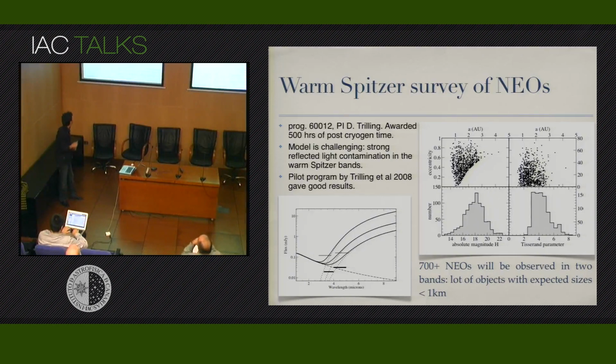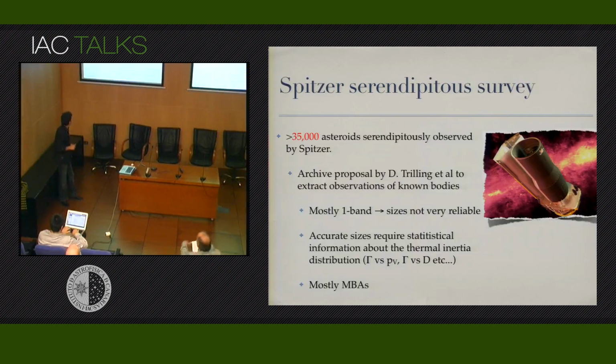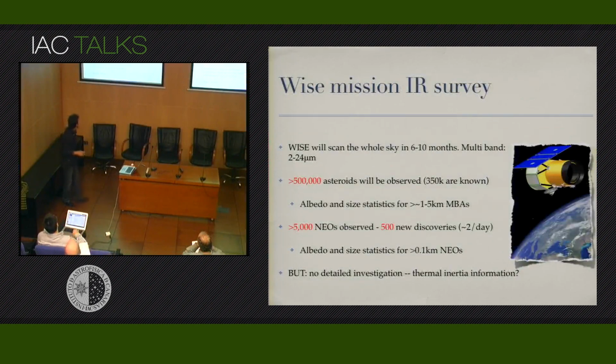So in the case of main belt asteroids, there is another serendipitous Spitzer survey that will take about 35,000 asteroids. And the WISE mission, I think, is going to observe all asteroids that can be done with CanariCam. Okay, that's enough. So what is left?